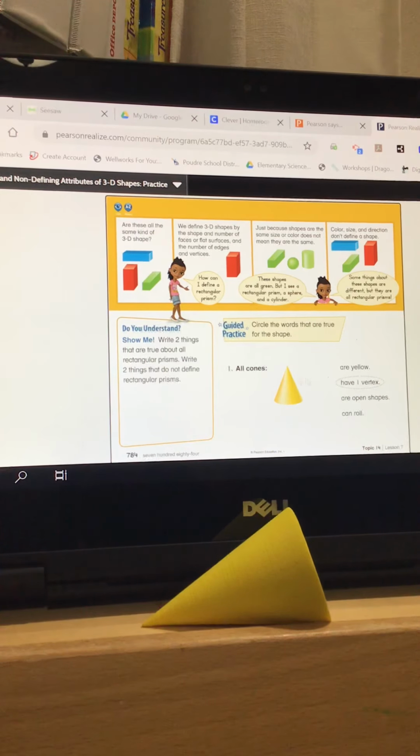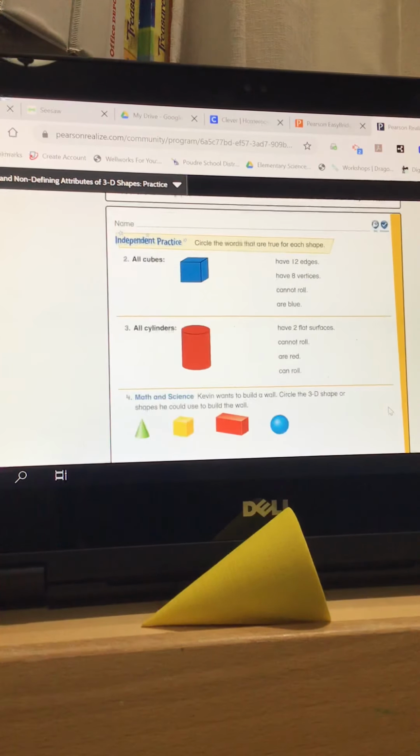Okay, so this is what you'll be doing in our practice today. Make sure you're not just looking at one cube, you're thinking about all cubes, and you're thinking about all cylinders. So don't just look at this one picture.